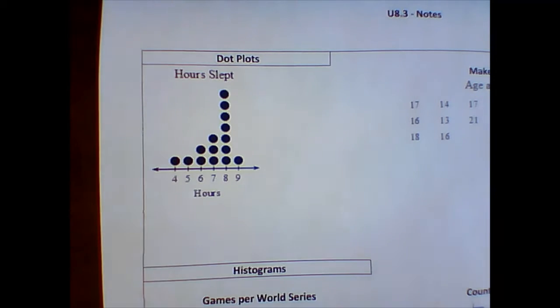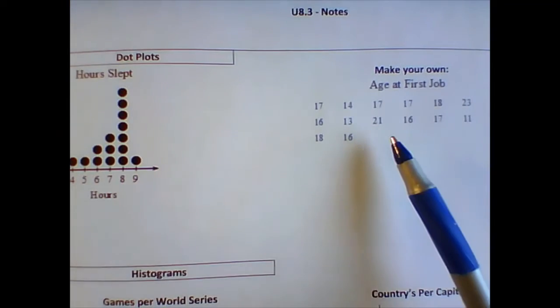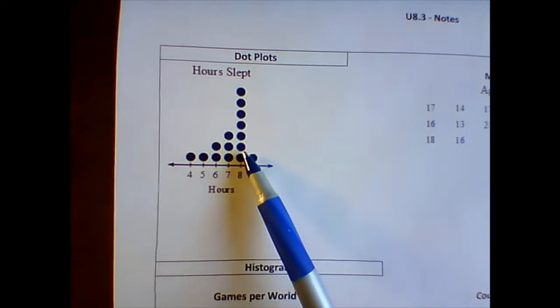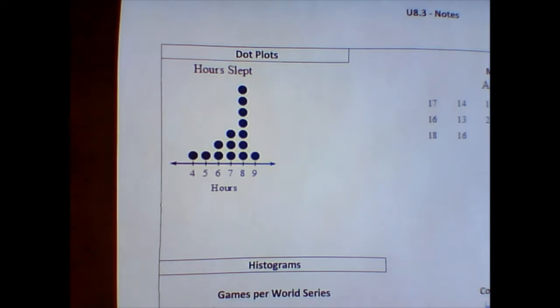We are continuing our look at statistics today in this final unit of the year. We're going to be looking at dot plots and histograms today. This is a dot plot. It's made from a table, not this table. This was made from a different table, but it's made from a table of data.